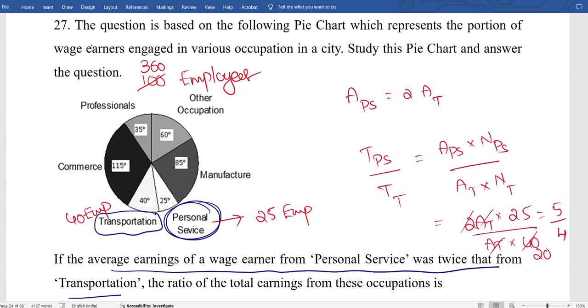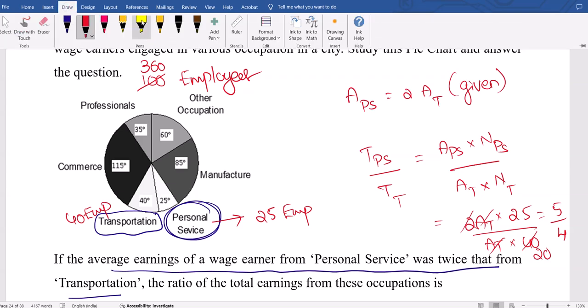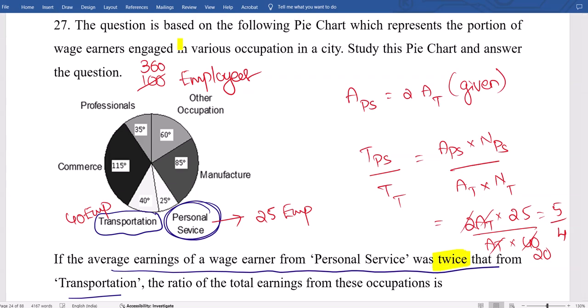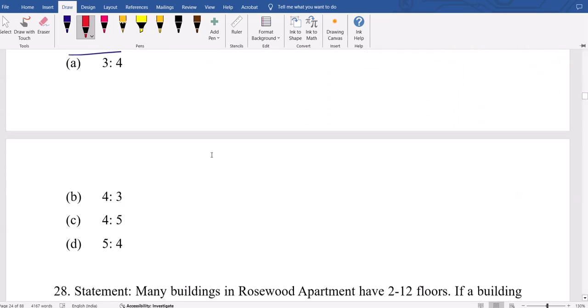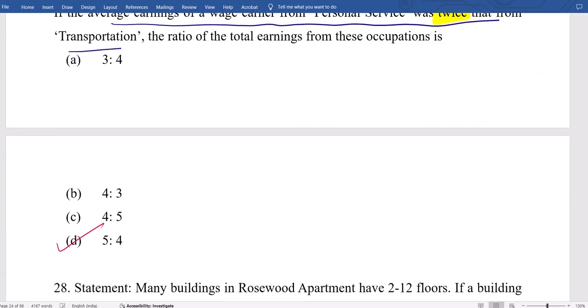This is average. A stands for average. This is given in the question: average is twice that of transportation. Right. Now 5 and 4, option D is available.